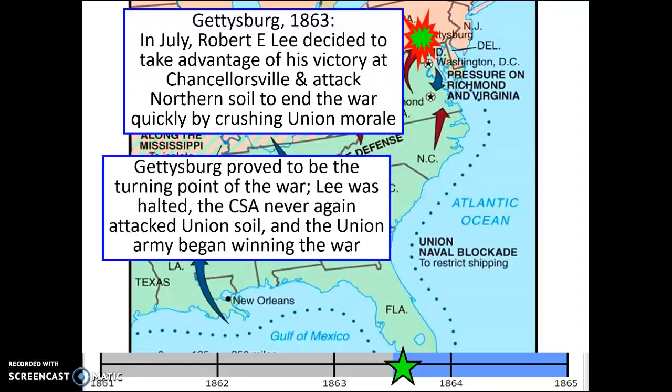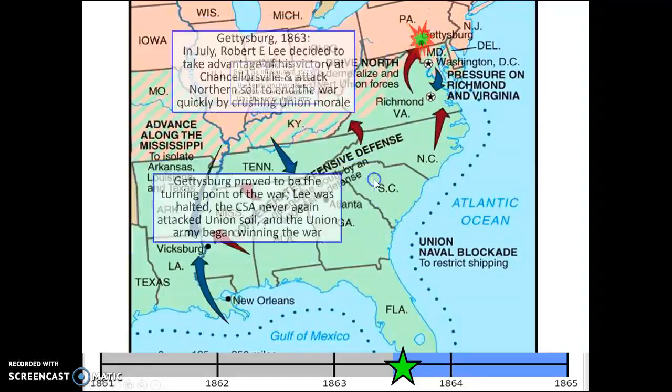However, that does not end up happening. Robert E. Lee and his troops, though there is a tremendous loss of life on both sides, the Confederacy ends up losing this battle. Lee is stopped, and the Confederacy will actually never enter into the North again and attack it. As a result of the Battle of Gettysburg, the Union is going to start to win this war. But once again, there is such a huge loss of life in the Battle of Gettysburg on both sides. But the Union, again, has more men that they can throw at the Confederacy.